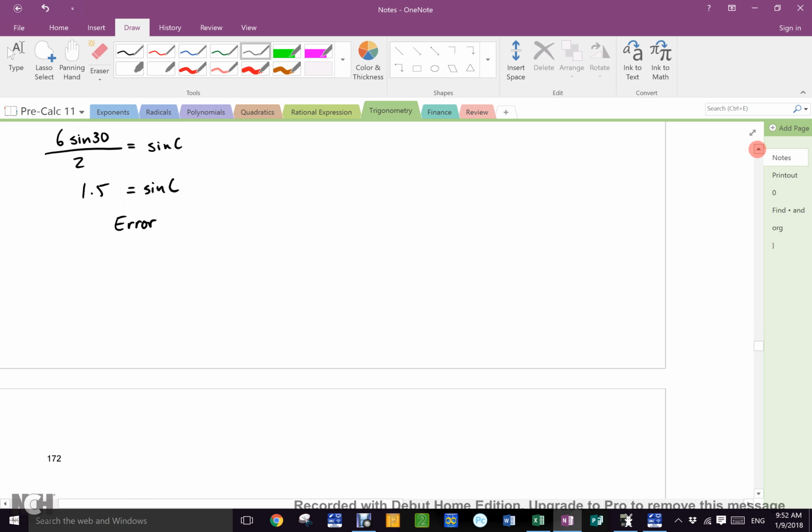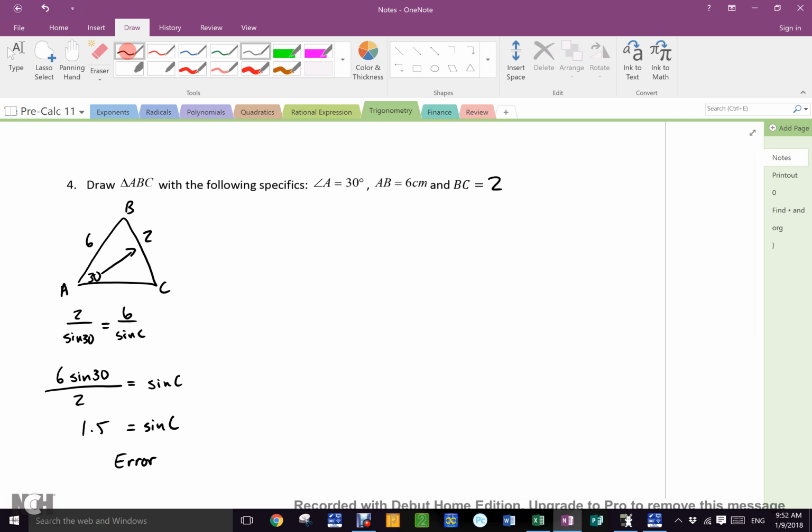Now, this ended up with an error, didn't it? Because this is what we had. 30, 6. And we know that the altitude here was 3, correct? Everyone agree? But my third side of the triangle was only 2. Would it reach? It can't reach, can it? Because it has to be at least 3, right? Or it won't reach. No matter where I put a 2-centimeter line, I can't complete the triangle. Does everybody understand? So what does that tell us?